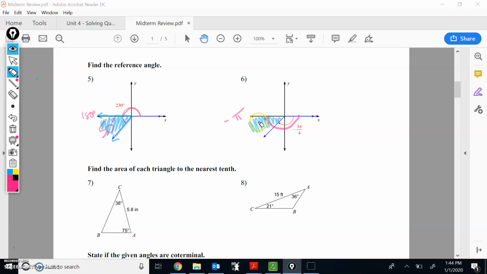So how much more does this little piece have to be to make a full negative pi? So if we have negative 3 over 4, this remaining piece has to be just 1 pi over 4. And reference angles are always positive. So even though this angle is negative, your reference angle is always going to be positive.